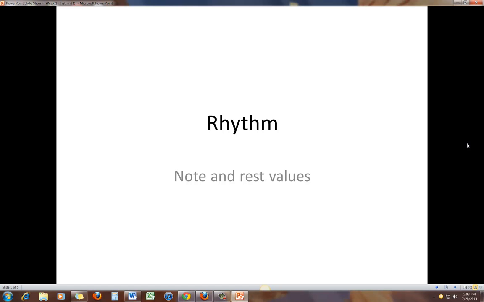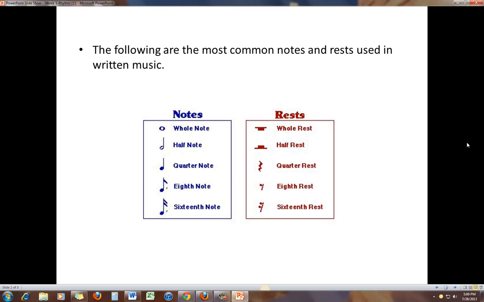This video will take a look at the symbols which are used to notate rhythm. In other words, notes and rests. Here are the most common notes and rests which are used to write music. There are others. There are notes which are longer than whole notes and notes which are shorter than 16th notes, but these are predominantly the ones that we are going to be using this semester.